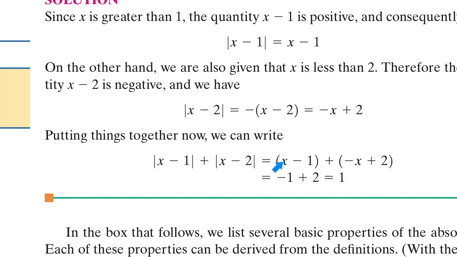So there is that statement, and we put them together. x plus a negative x, well, they just cancel out. They're nothing. And then negative 1 plus 2 is right here. Negative 1 plus 2 is 1. So we put all this stuff together.